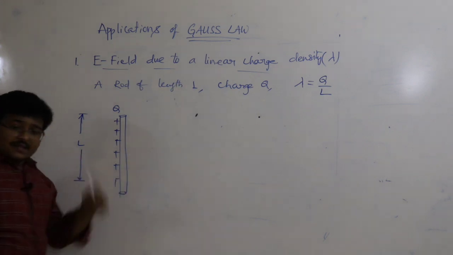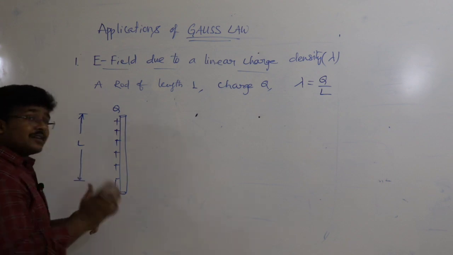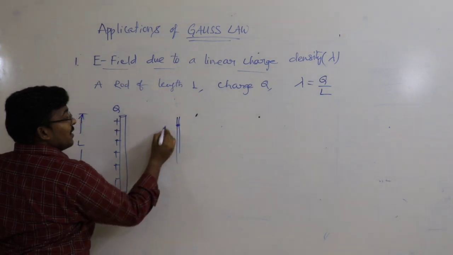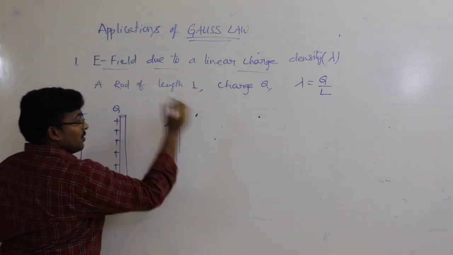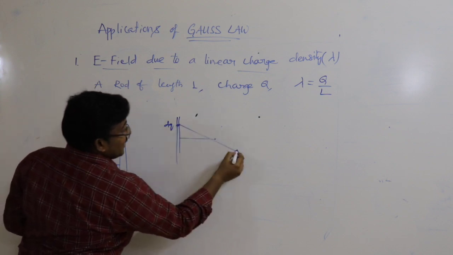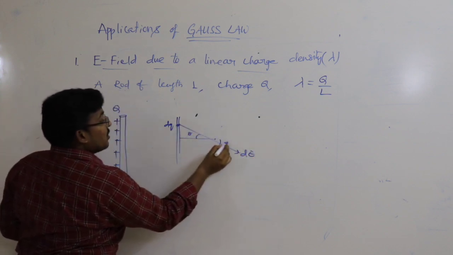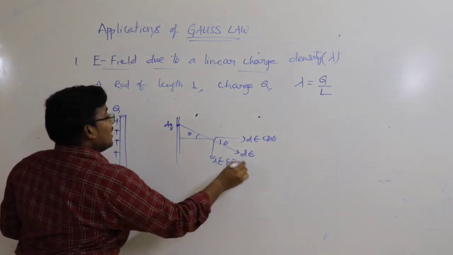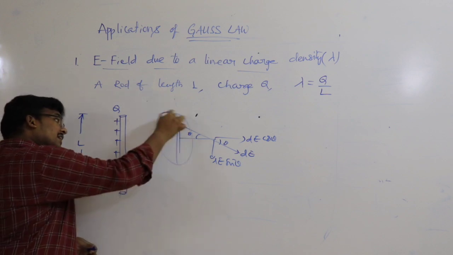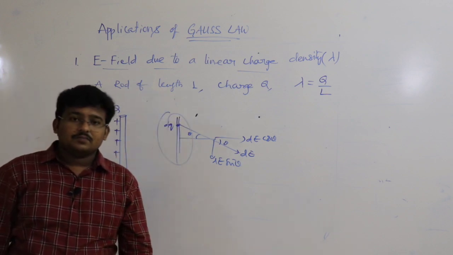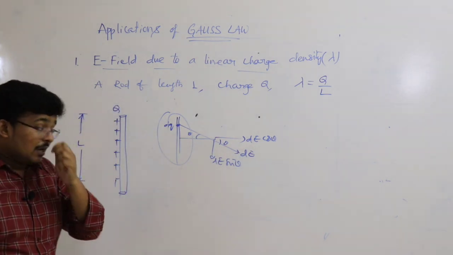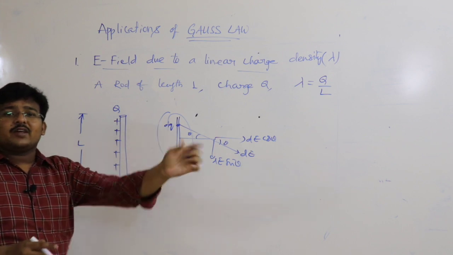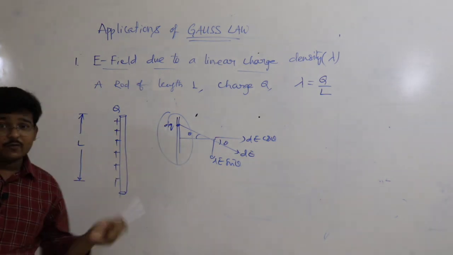Now in the previous classes you might have taken some small element of small charge dq and found the field at point P as dE, dividing it into the components dE cos theta and dE sin theta, and then integrating for the entire rod, you got the electric field. That is the integration method you have used. But now I will use the Gauss law to find the electric field very easily. We will see how we can use it.